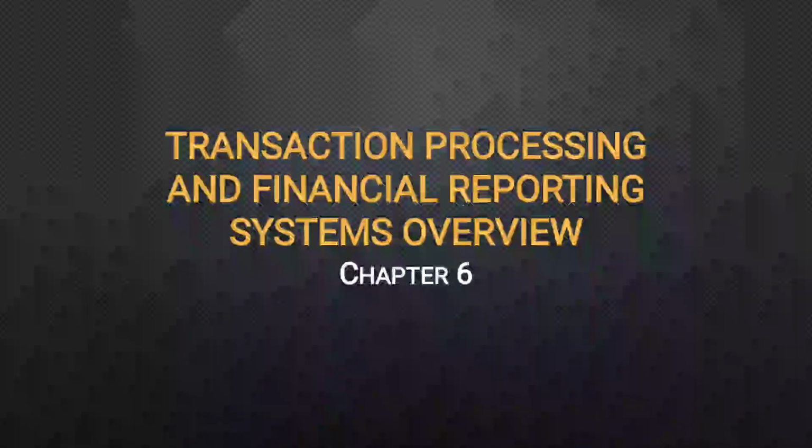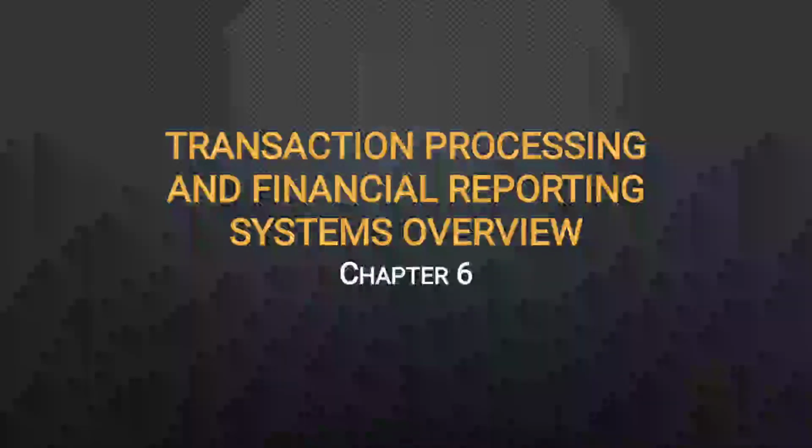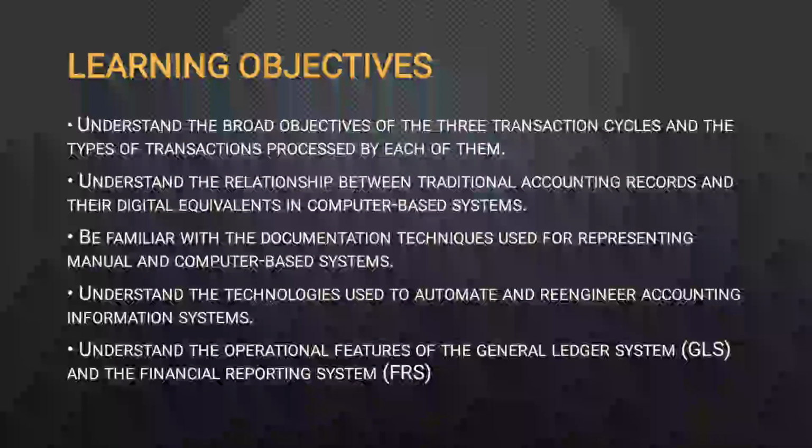So, hello guys, yung topic namin is all about transaction processing and financial reporting systems, overview ng chapter 6. So, learning objectives. Understand the broad objectives of the three transaction cycles and the types of transaction processed by each of them. Understand the relationship between traditional accounting records and their digital equivalents in computer-based systems.